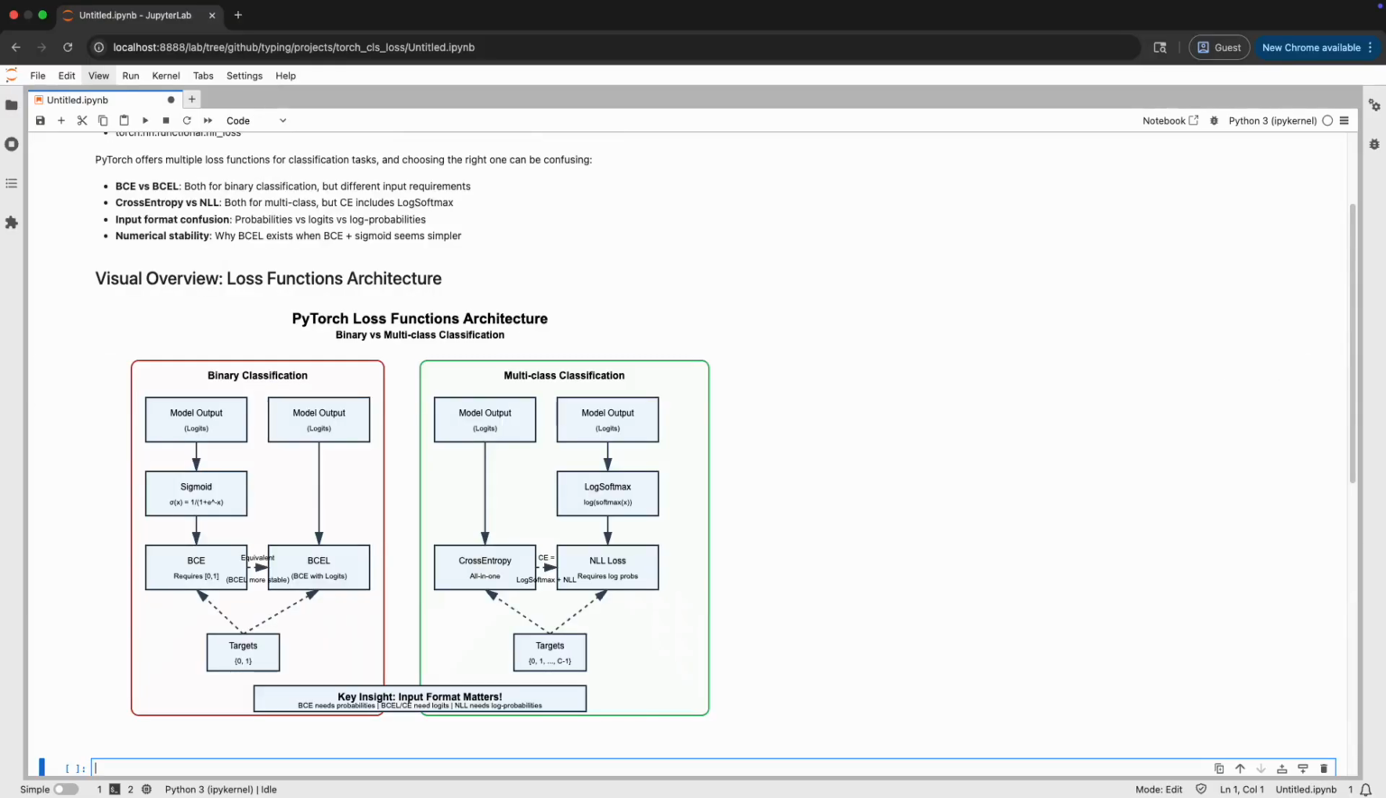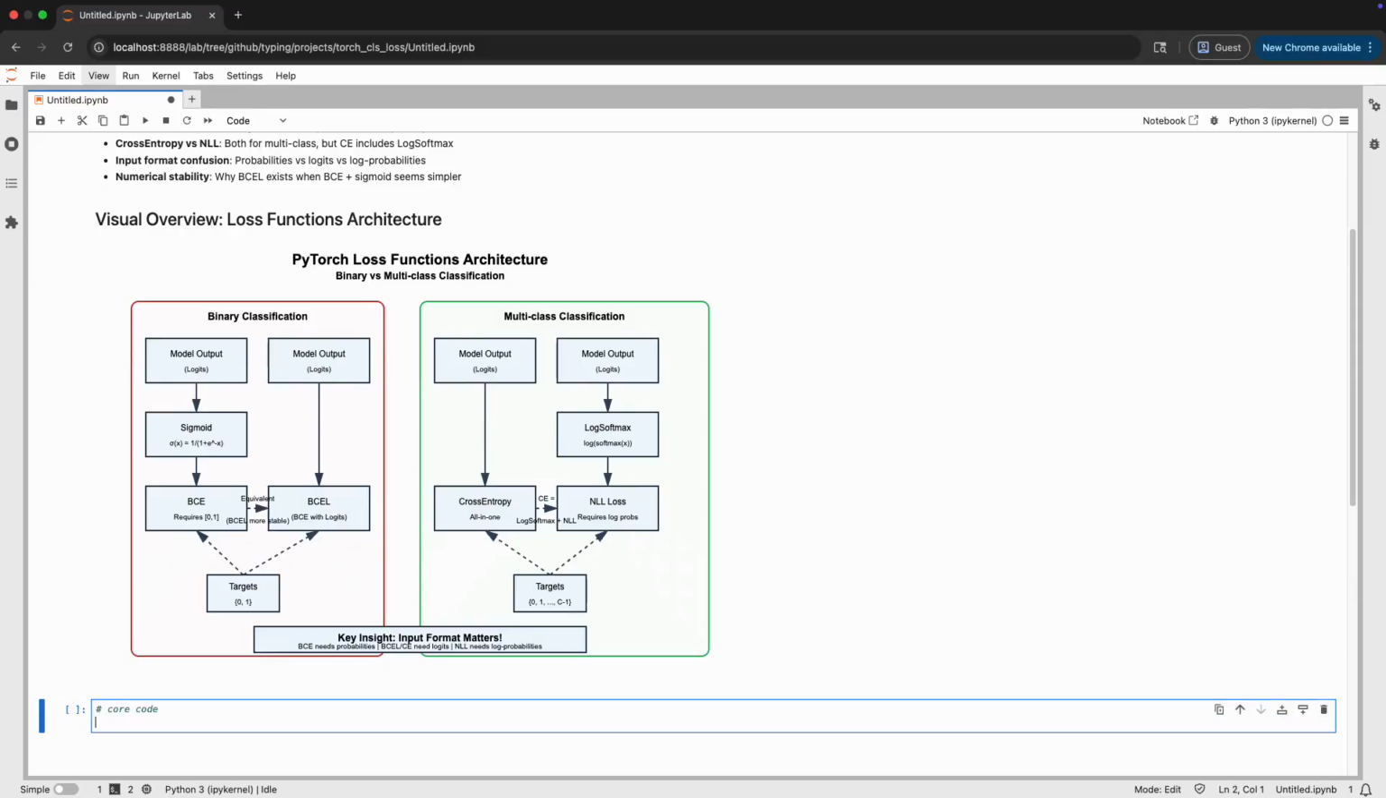Let me show you a visual overview of the loss functions architecture. This diagram illustrates how these 4 loss functions relate to each other and what inputs they expect. As you can see, BCE needs probabilities while BCEL takes raw logits, and CrossEntropy combines log softmax with NLL loss internally. Let's start by importing the necessary libraries for our tutorial.